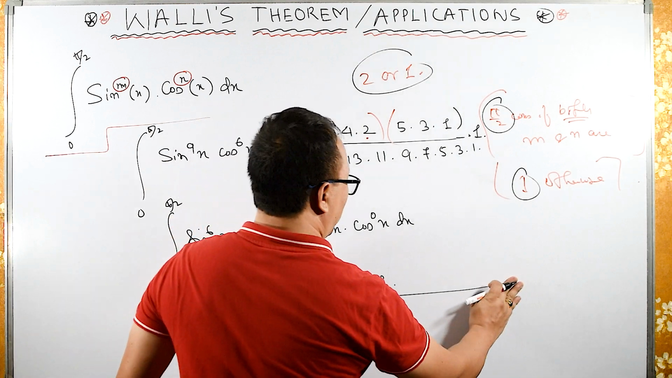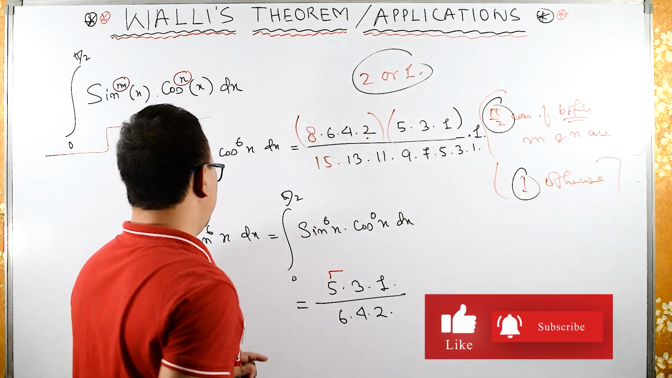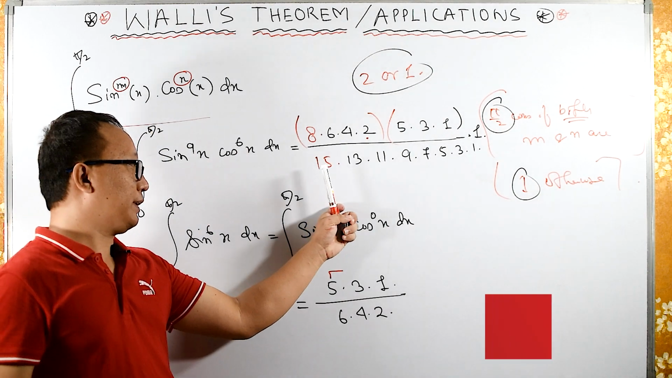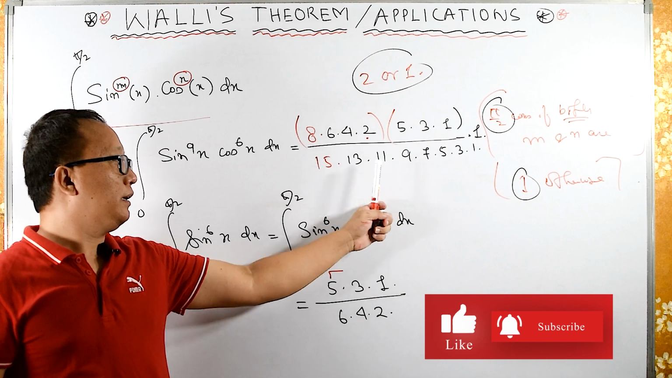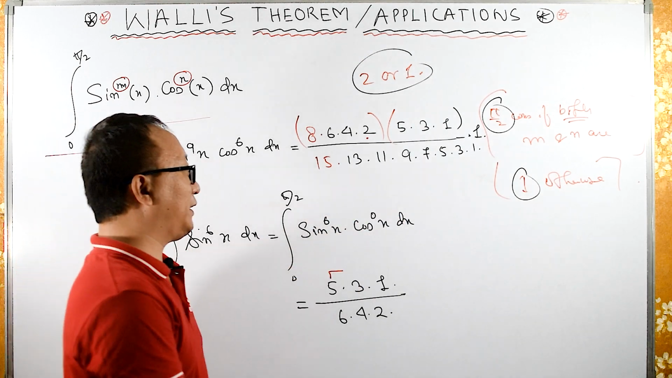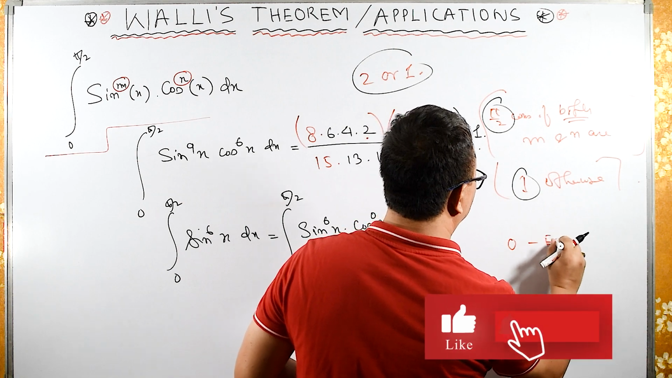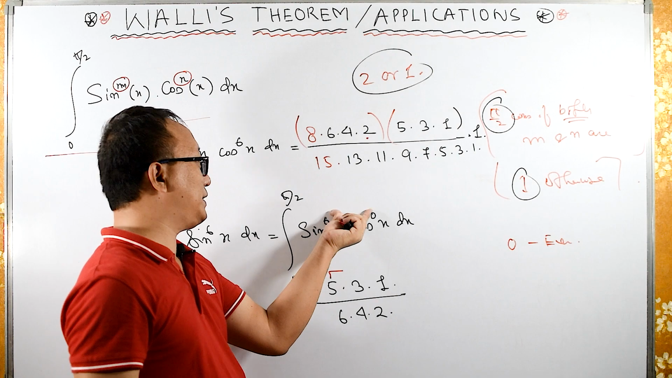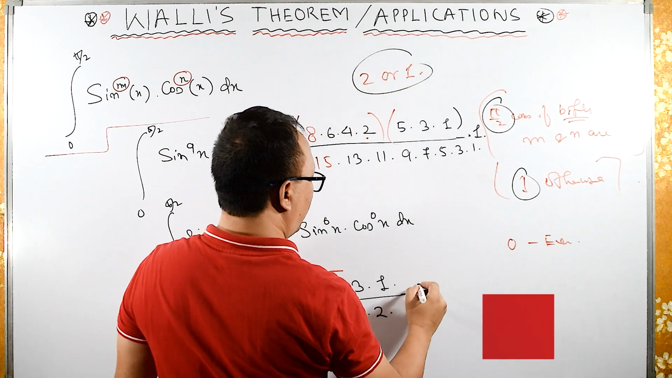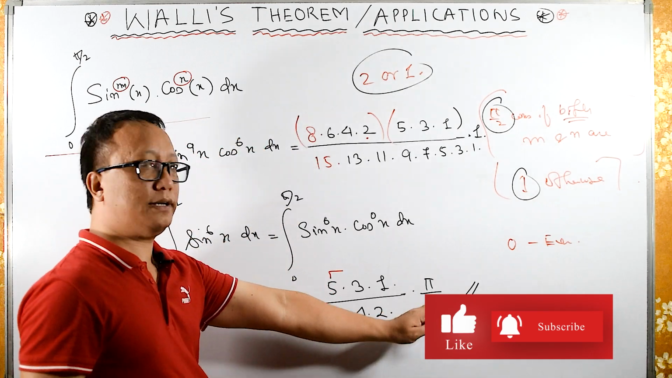Now what will come over here? Either pi by 2 or 1. Now 6, and here 0. Here 0 I will consider as even. Why? Because 6 plus 0 is 6, even. So what will come here? Pi by 2. You simplify this, you will get the answer.